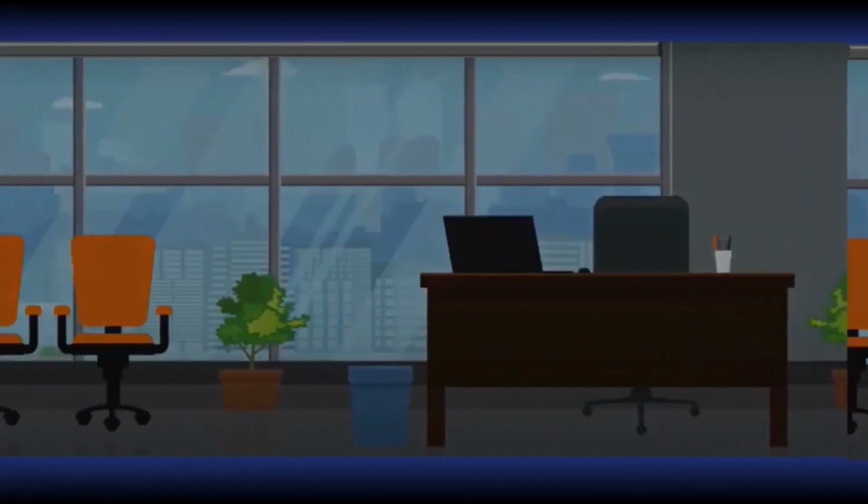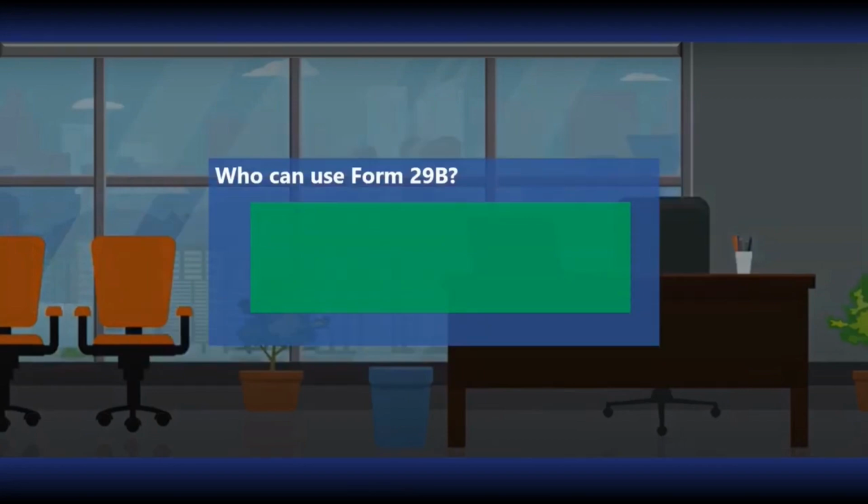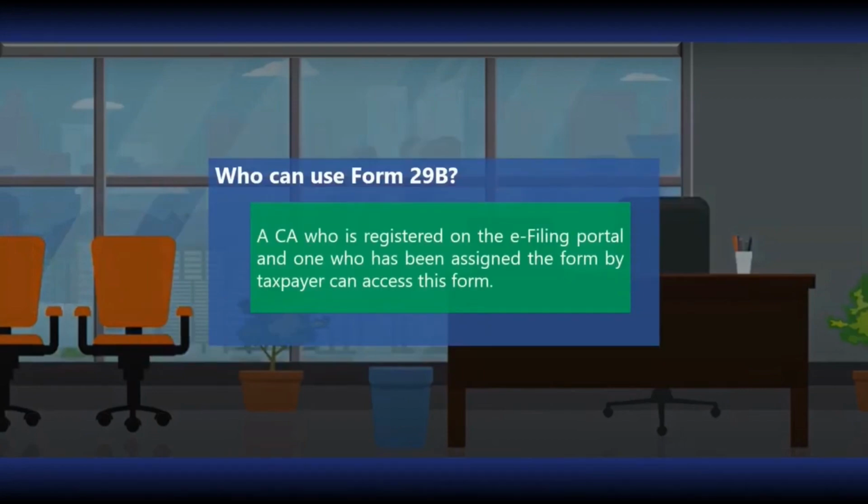The form is required to be filed by every company where the taxable income is less than 15% of the book profit. The company is required to obtain a report from a chartered accountant in Form 29B. This report should be obtained and submitted before the due date of filing the return under Section 139, subsection 1, or along with the return of income furnished in response to a notice under Section 142(1), Clause 1. The form can be used by a chartered accountant who is registered on the e-filing portal and one who has been assigned the form by the taxpayer.